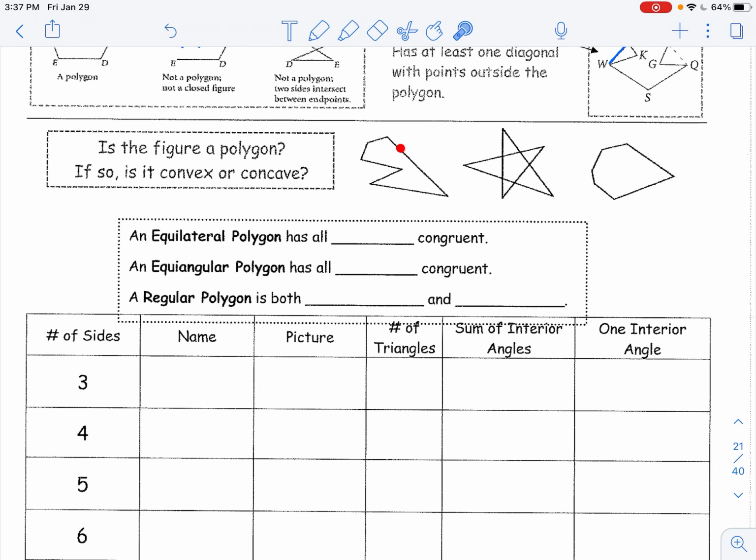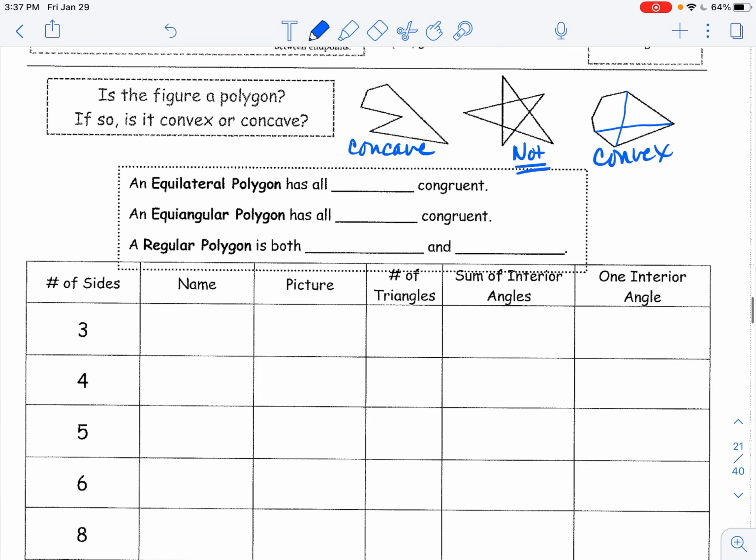So let's take a look at these 3 examples. We've got a closed plane figure with 3 or more sides. This one is concave because I could connect a diagonal from here to here. So this is a concave polygon. This one's not a polygon because it's got, I'm sorry, not diagonals, but it has sides that intersect. And then the last one, this one is a convex. That means all of the diagonals between the vertices are always going to be on the inside.